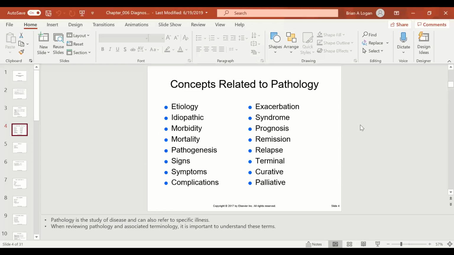Palliative, this is just making them comfortable, walking them through. We know we're not going to cure them of their disease process, but we're trying to make it the most comfortable we can for the amount of time that they have left.